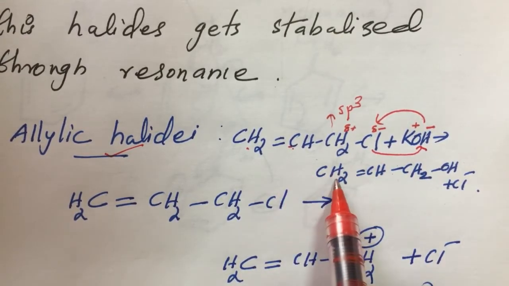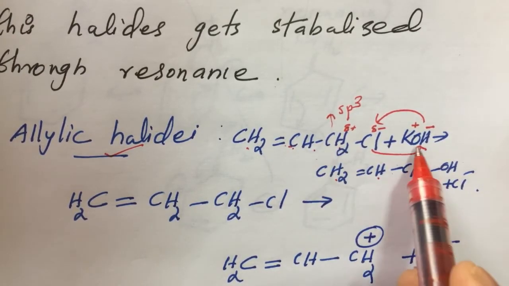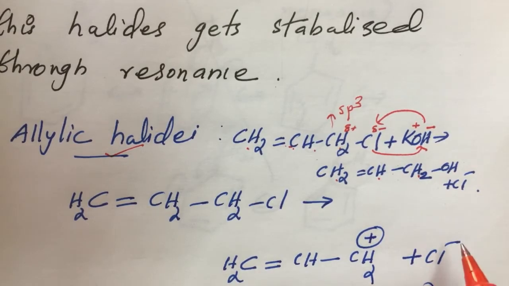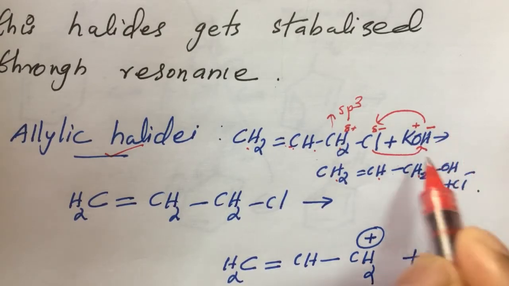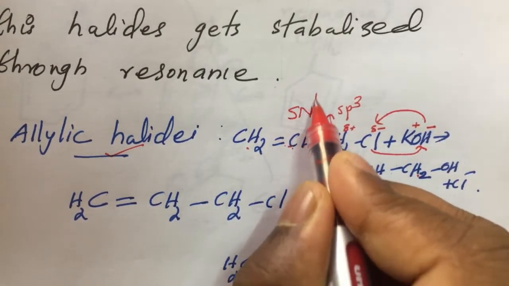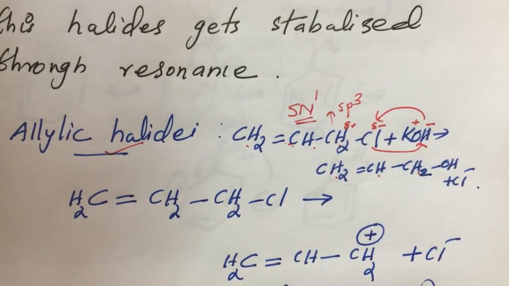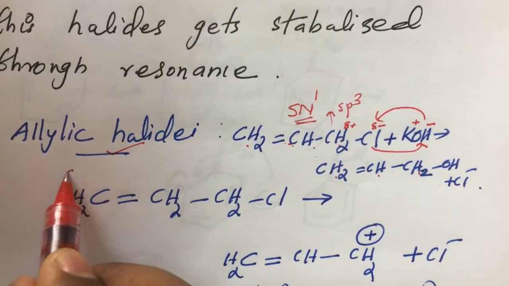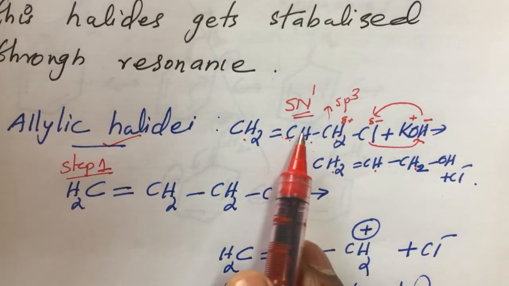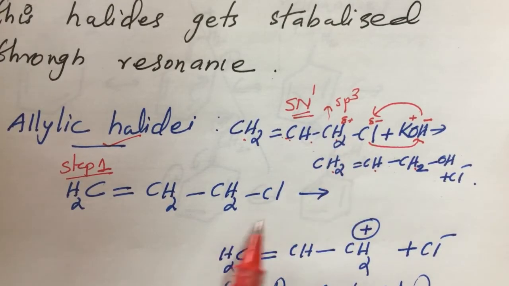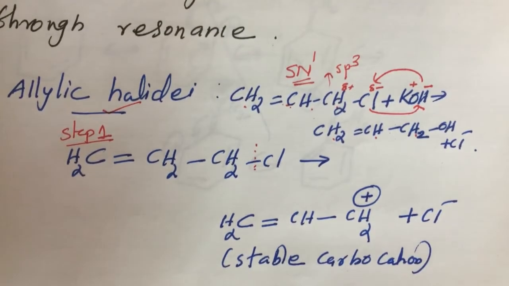So the product is CH2=CH-CH2OH plus Cl minus. This substitution takes place through the SN1 mechanism. We know in the SN1 mechanism, step 1 is formation of a carbocation. The given allylic halide undergoes dissociation and forms a carbocation.